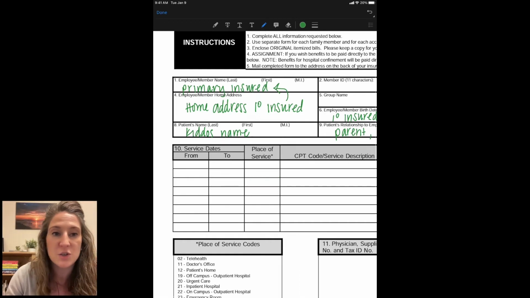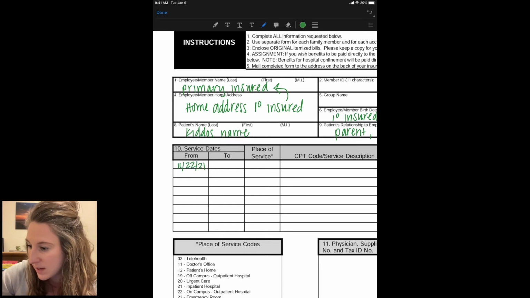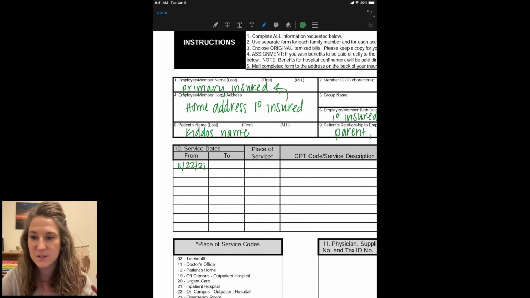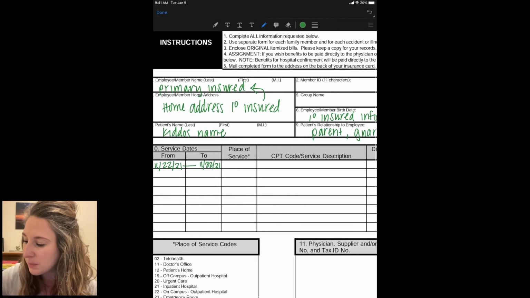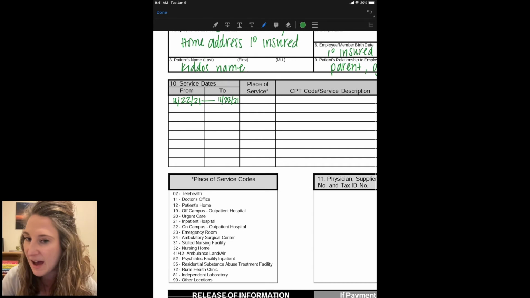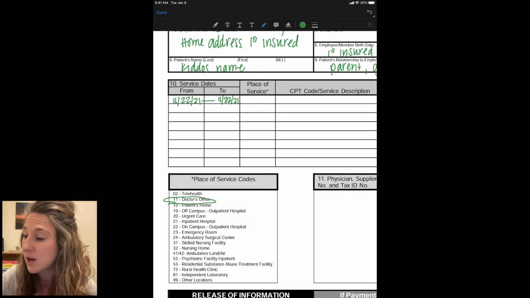You're going to want to carry over some of that other information, which is like the evaluation date, 11/22/21. And then because the services are provided within a 24-hour basis, you can either put a line or you can just write the same date here. The place of service, again, you're going to have these different codes down here. The 11 is the one you're typically going to want to go to.